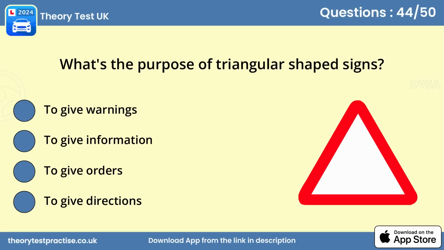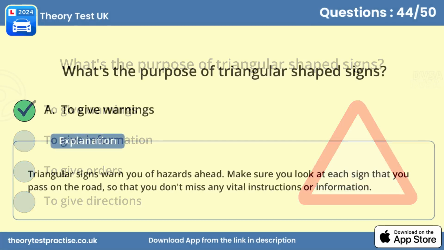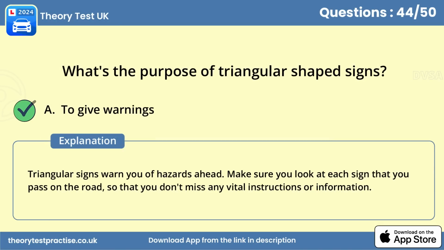Question 44. What's the purpose of triangular-shaped signs? A. To give warnings. Triangular signs warn you of hazards ahead. Make sure you look at each sign that you pass on the road so that you don't miss any vital instructions or information.